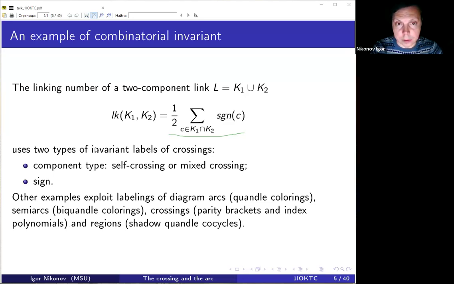And if you look at other knot invariants, like, for example, quandles, quandle covers, and some index polynomials, you see that the construction also uses some labels of arcs or semi-arcs or regions. So we can ask the question which labels we can use in the construction of knot invariants. Which invariant labels of diagram elements, of crossings and arcs.